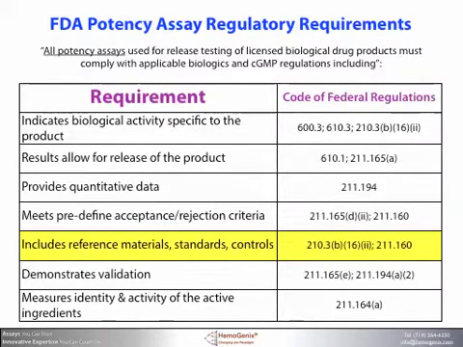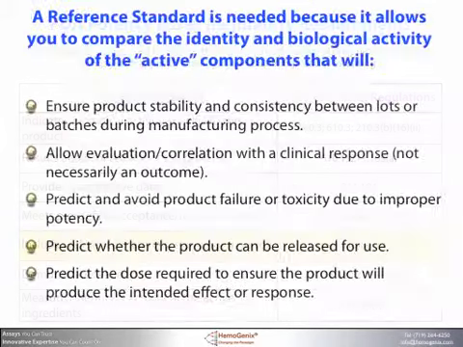Establishing a cell reference standard for a potency assay is often considered the most challenging aspect of the assay. In the United States, reference materials are a requirement for measurement of potency, since these are embedded in the Code of Federal Regulations. But they're also a requirement of other regulatory agencies.